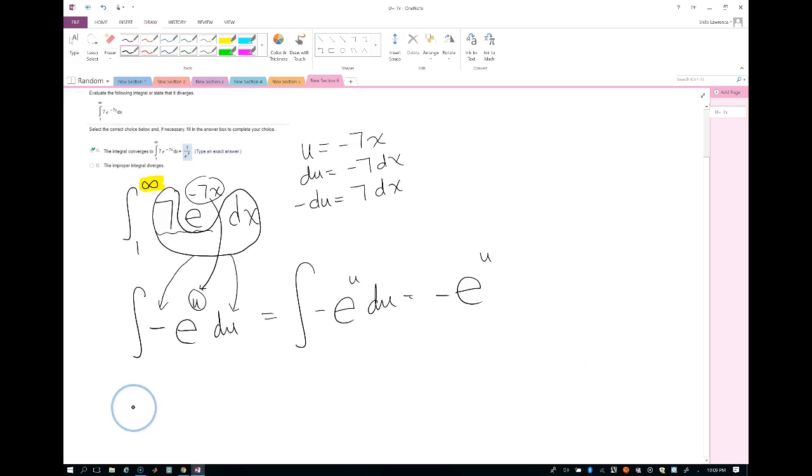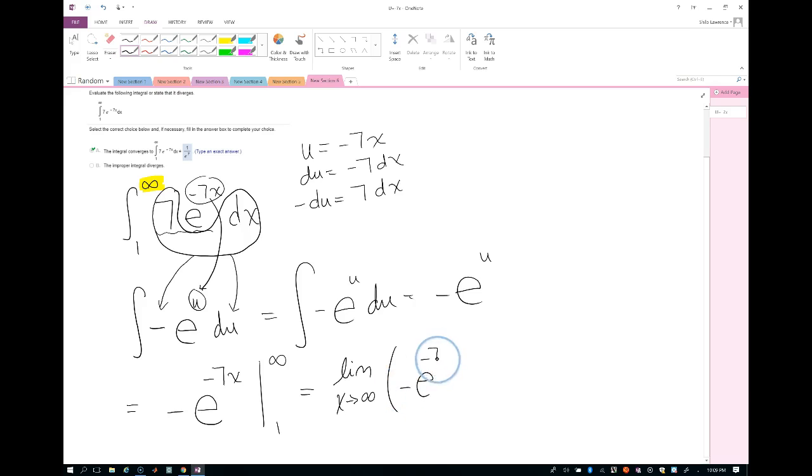Before we evaluate, we need to write this back in terms of x. So we've got negative e to the negative 7x, and we want to evaluate this from 1 to infinity. Now, technically, when we evaluate at infinity, we have to think of it as a limit. So we can't just say e to the negative 7 infinity. We've got to write the limit as x approaches infinity for negative e to the negative 7x.